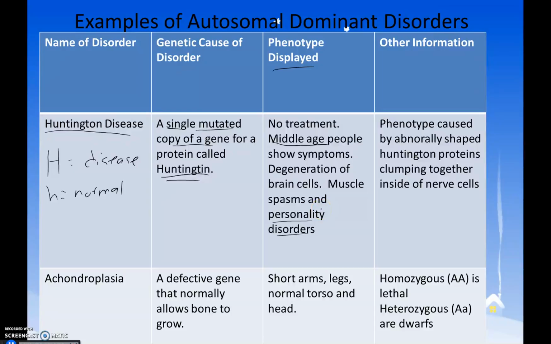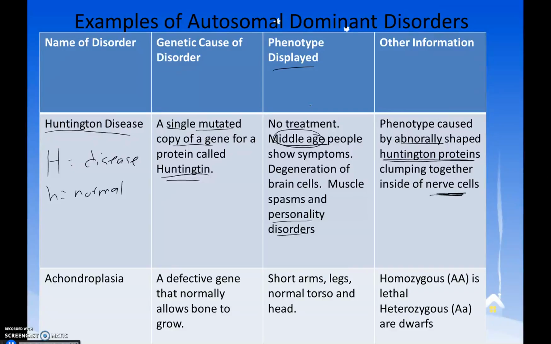And what's actually causing it is because these abnormal Huntington proteins are being made by that defective DNA, they're clumping together inside the nerve cells, and the nerves tolerate that to a point. But at a certain point, they do pile up, and they cause the nerves not to work properly. Because there are no symptoms seen until someone reaches middle age, a lot of people have already had kids by then, and they have already risked passing this on to children.